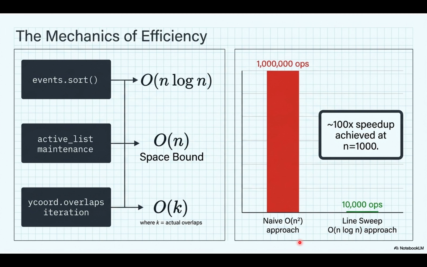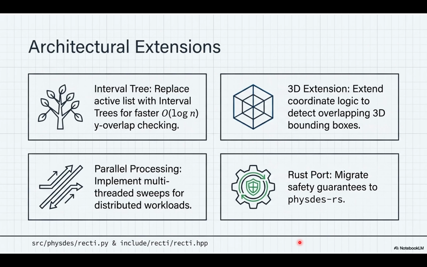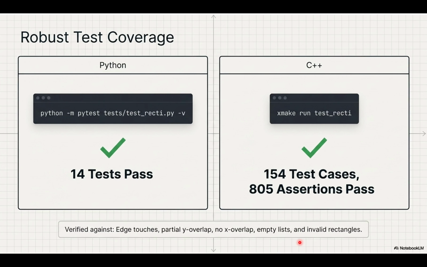Exactly. But an algorithm that runs incredibly fast is useless if it occasionally gives you the wrong answer. Which brings us to the robust testing detailed in the slides. And I noticed a massive disparity here. The Python implementation passes 14 tests. Right. But the C++ version is aggressively tested with 154 test cases, and it has 805 specific assertions. Why the huge difference? Why 805 assertions for C++ compared to 14 for Python?